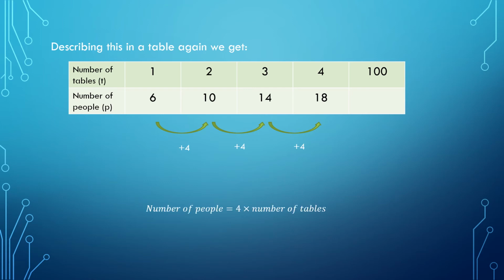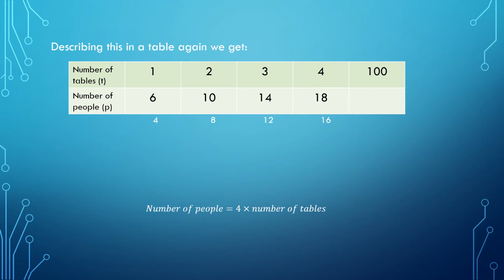So far, I want to be able to say the number of people is equal to 4 times the number of tables. But if I just look at the first column here in the table and I do 1 times 4, I only get 4, but I need to have 6. If I look at the second column, I do 2 times 4, I get 8, but I need to have 10. If I do 3 times 4, I get 12, I need to have 14. 4 times 4 is 16, I need 18. So how do I make that work?